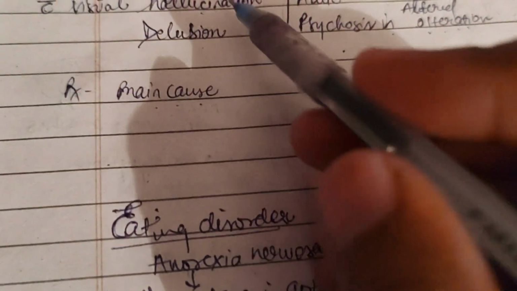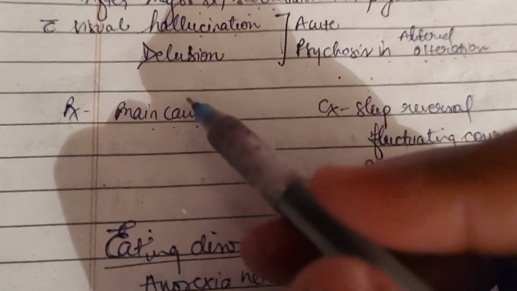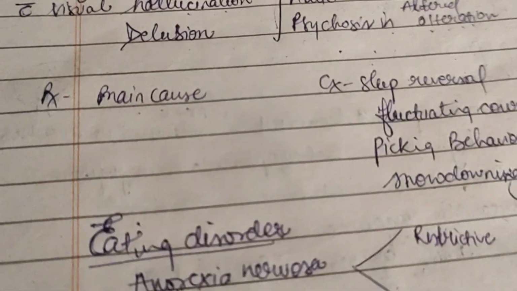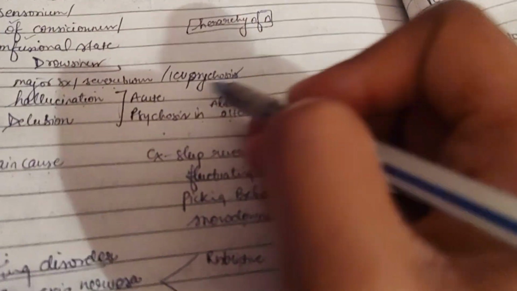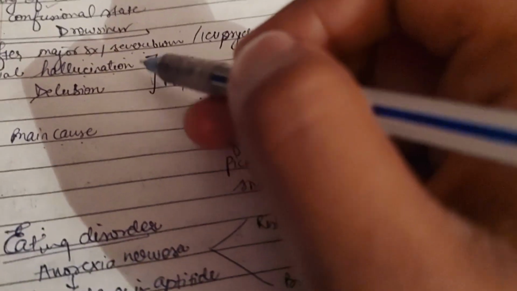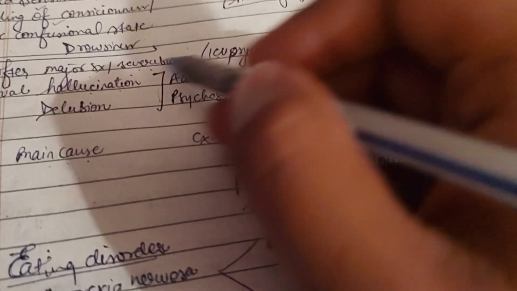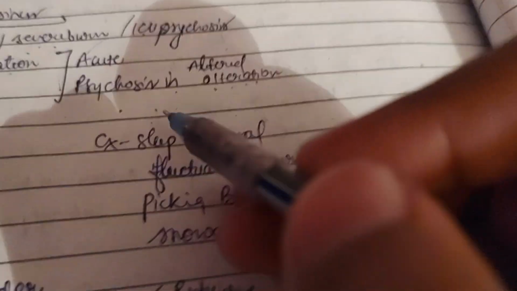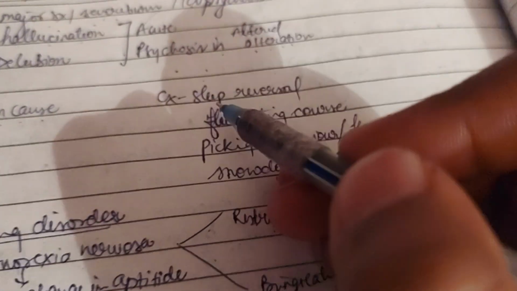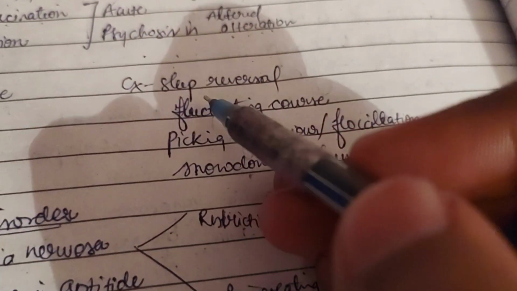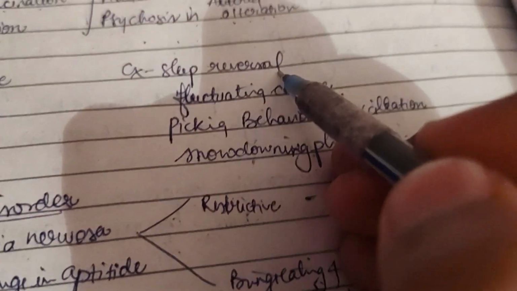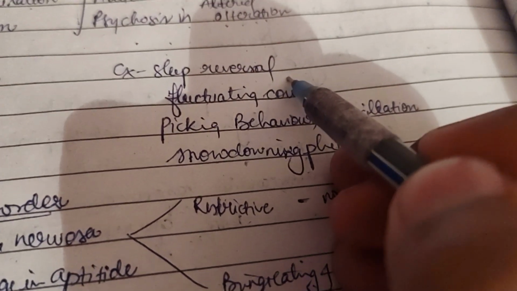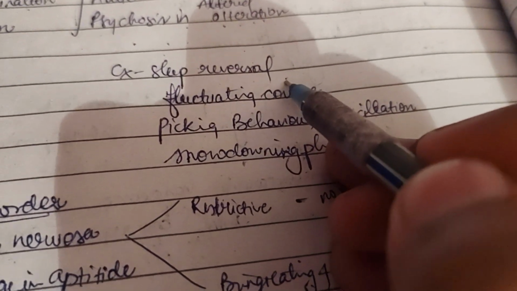For treatment of the delirium, we have to treat the main cause. If it is because of alcohol, we have to treat the alcohol withdrawal symptoms, and if it is because of electrolyte imbalance in ICU, we have to correct the electrolyte imbalance, or in severe burns, or after major surgeries. It shows some special phenomena like sleep reversal, where the patient is fully sleeping during the day and gets up at night.